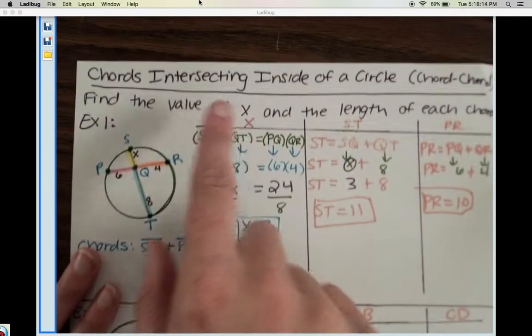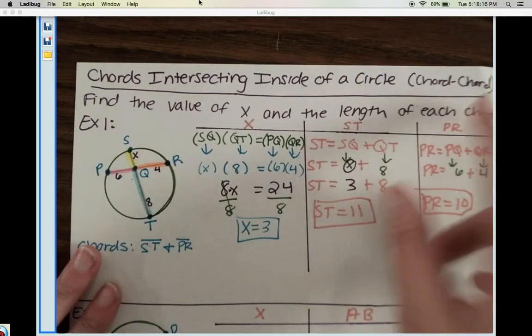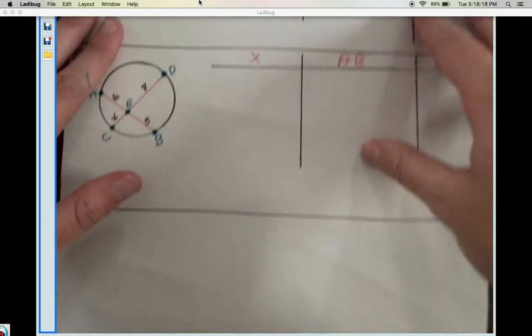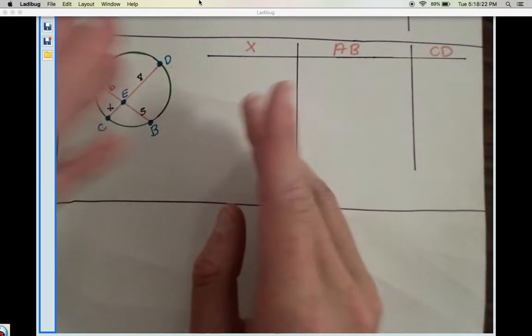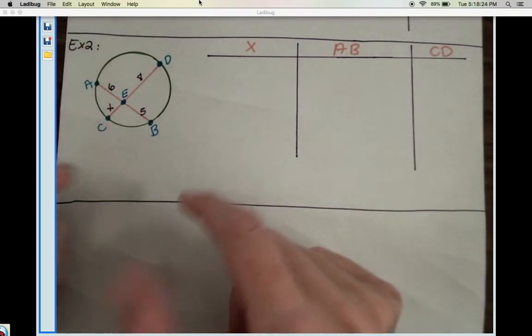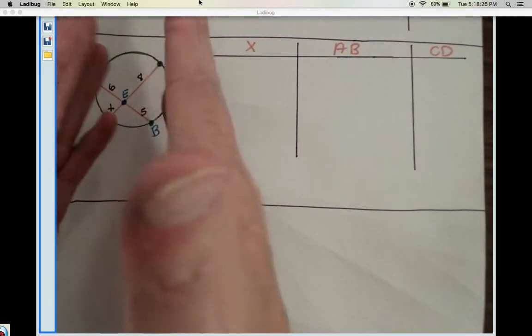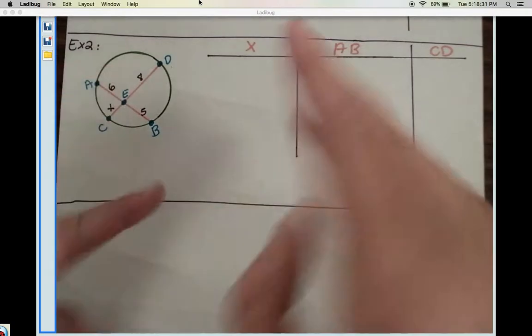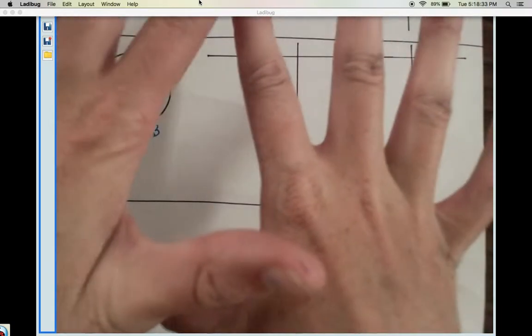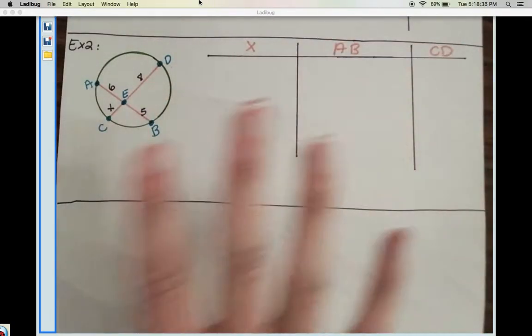Okay, so again, the instructions say to find the value of x and the length of each chord. So same thing as before. Which remember guys, this is the chord case, where two chords are intersecting inside of a circle. Later on, we'll talk about what happens when things start intersecting outside of the circle. But don't you worry, we'll get there.